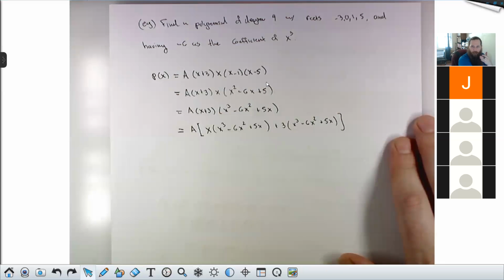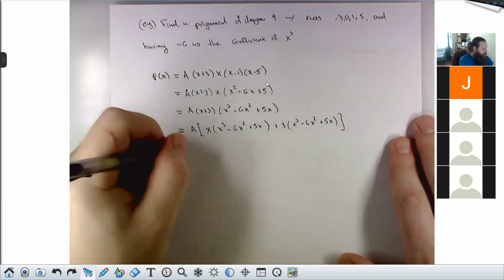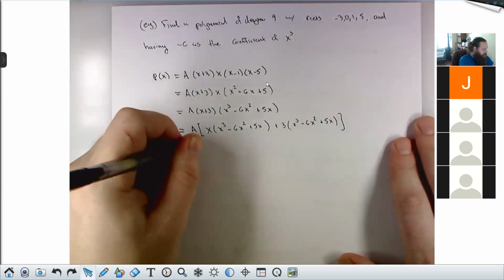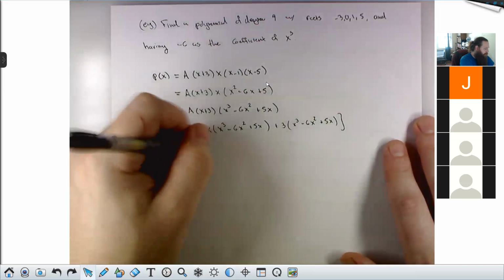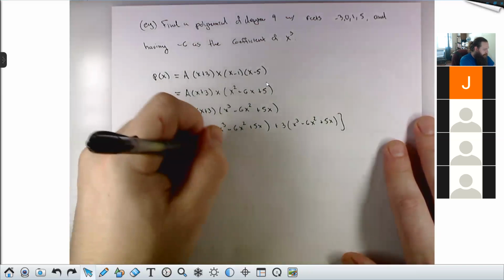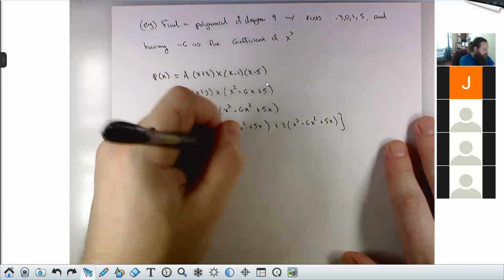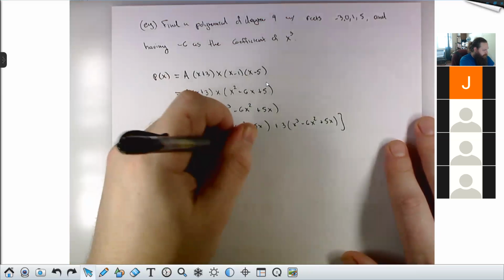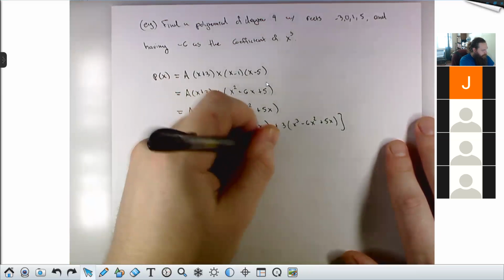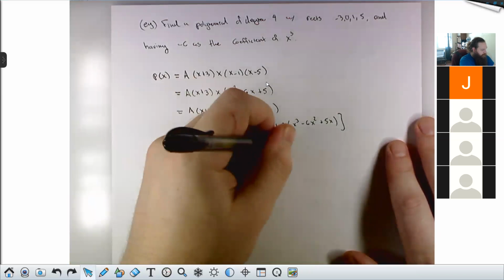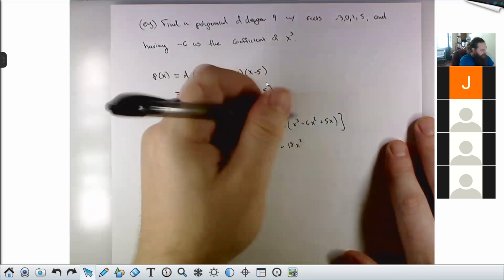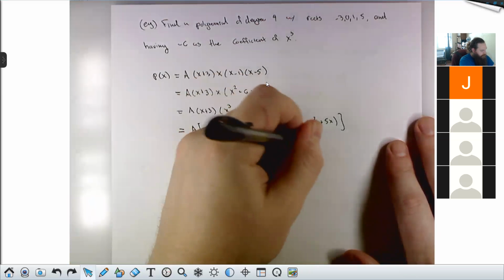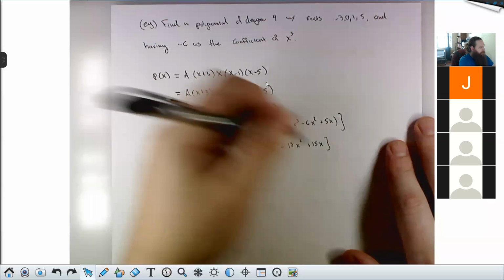It's kind of the reverse factor by grouping thing. Now, in each of those, I do my little distribution, then I combine like terms. So this is x to the 4 minus 6x cubed plus 5x squared plus 3x cubed minus 18x squared plus 15x.